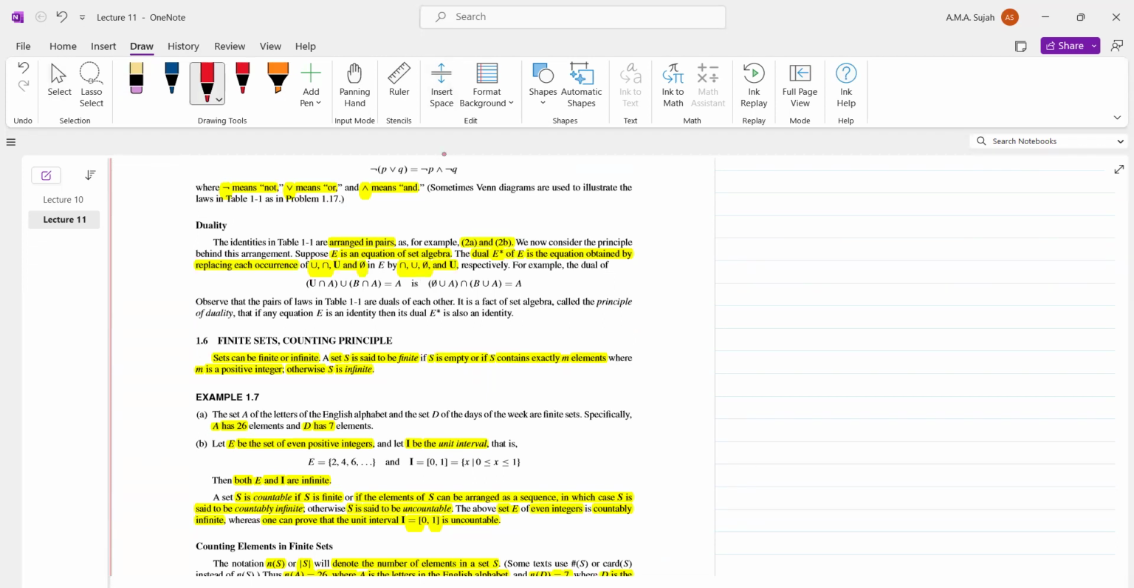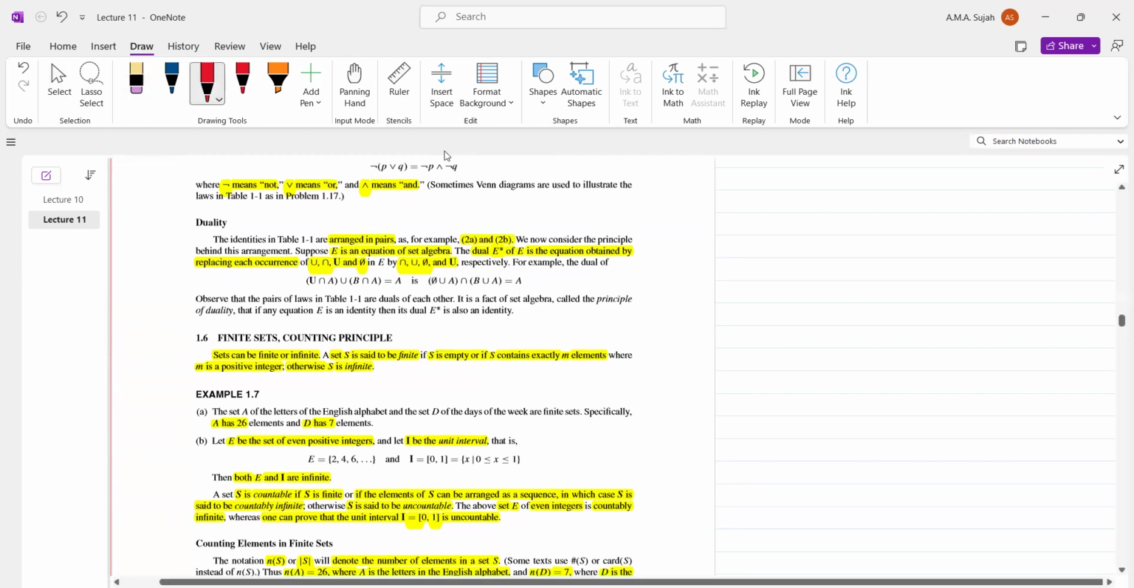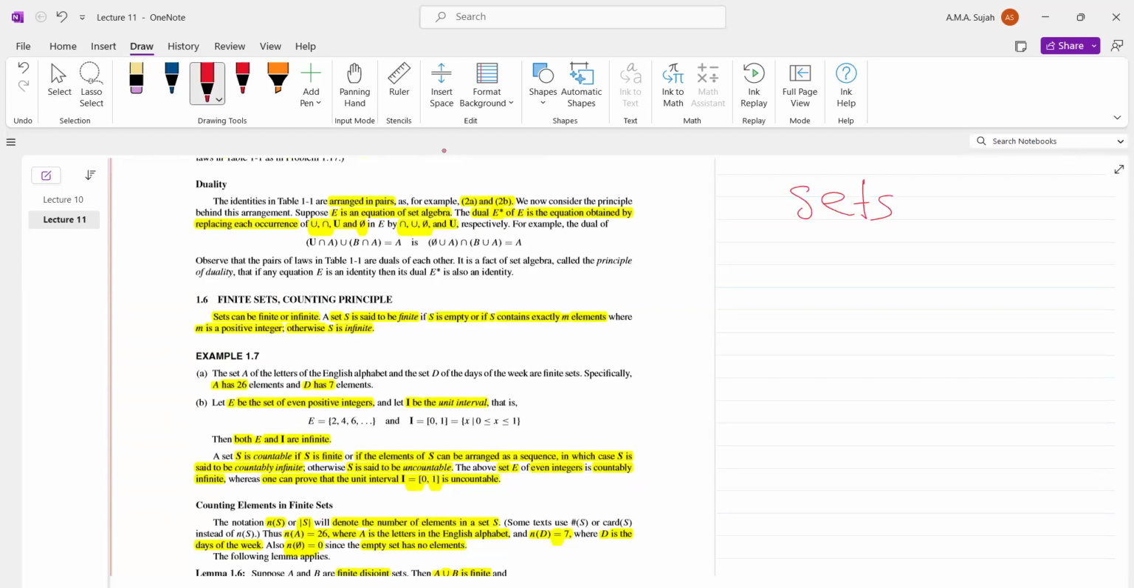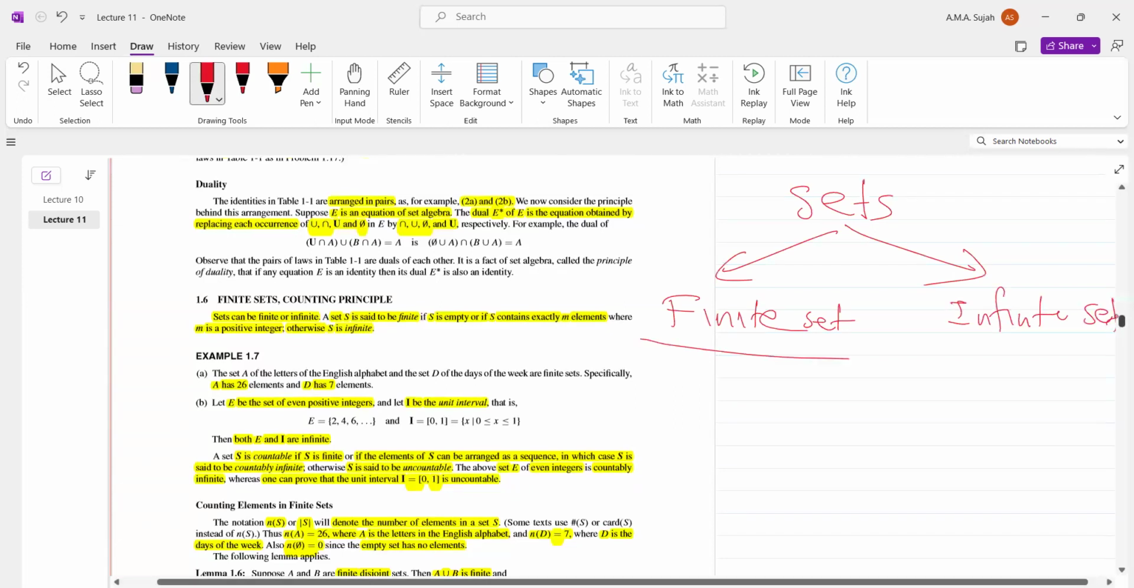Okay, now we will look at finite set and counting principle, right? I think you know finite and infinite numbers, right? Finite numbers means what? Infinite numbers means what? Tell me. So similarly here we are learning finite set, right? All the sets we can divide into two, maybe they are finite sets or infinite sets, right? Now we will look at what is finite set and what is infinite set.